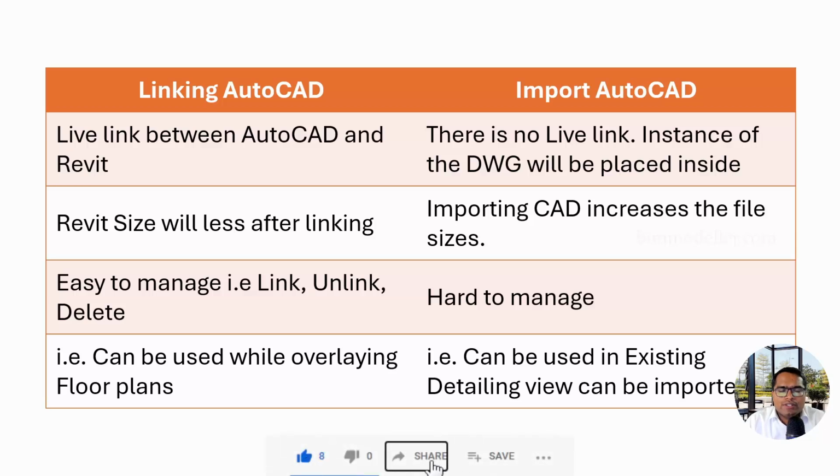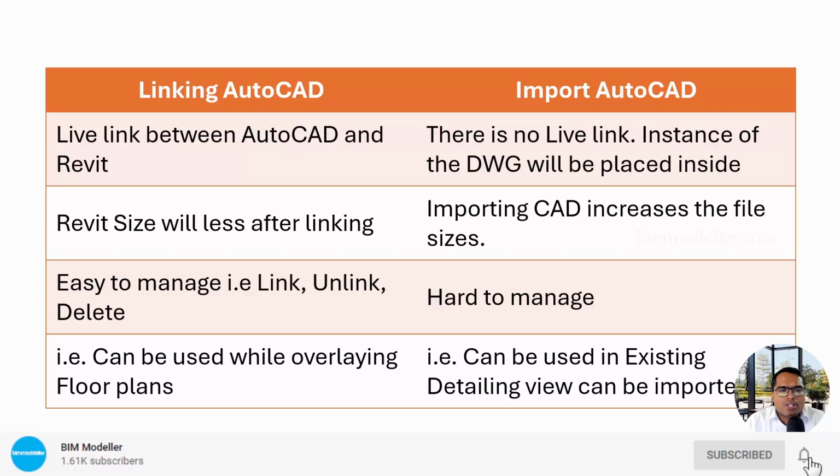So first thing is linking AutoCAD. As you can see in the table, I have clearly defined linking between AutoCAD and Revit. If you are making a link, it is a live link. When you do an update to the AutoCAD file, it will update in Revit as well, by relinking or reloading the model, or closing and opening the file.